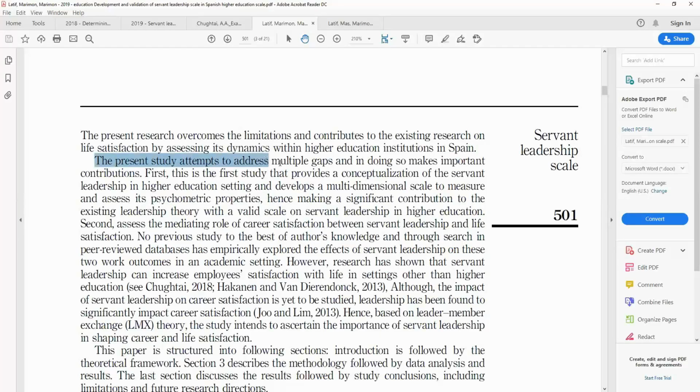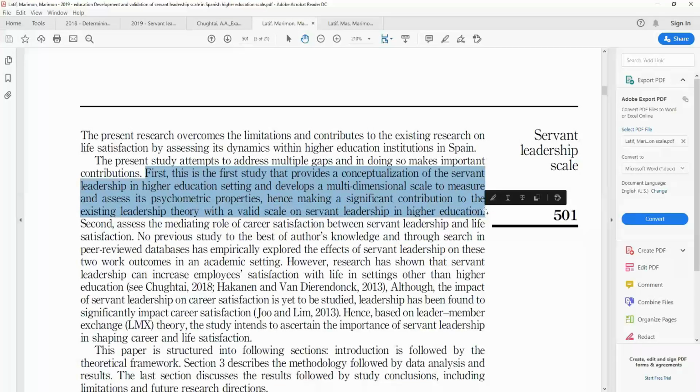The present study attempts to address multiple gaps and in doing so makes important contributions. The first contribution is that this is the first study that provides a conceptualization of servant leadership in higher education settings and develops a multidimensional scale to measure and assess its psychometric properties, making a significant contribution to the existing leadership theory with a valid scale on servant leadership in higher education. So this is the first contribution.